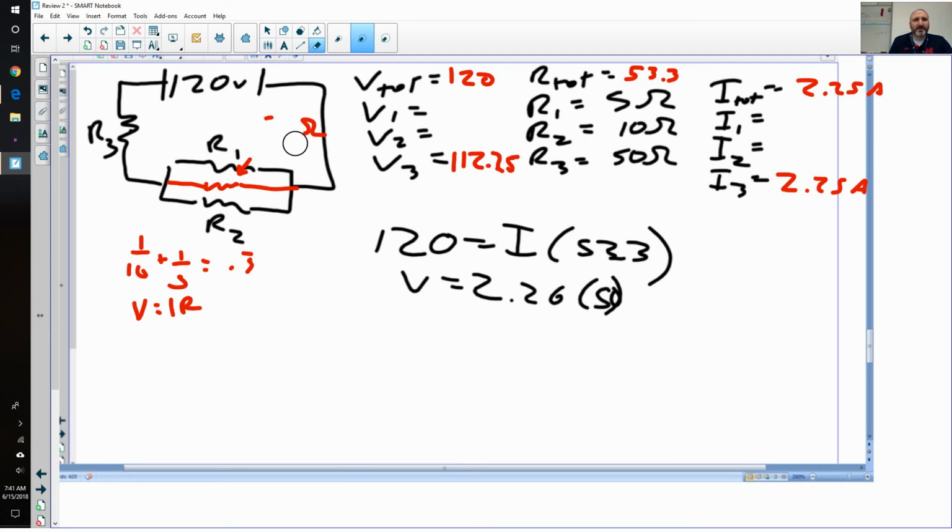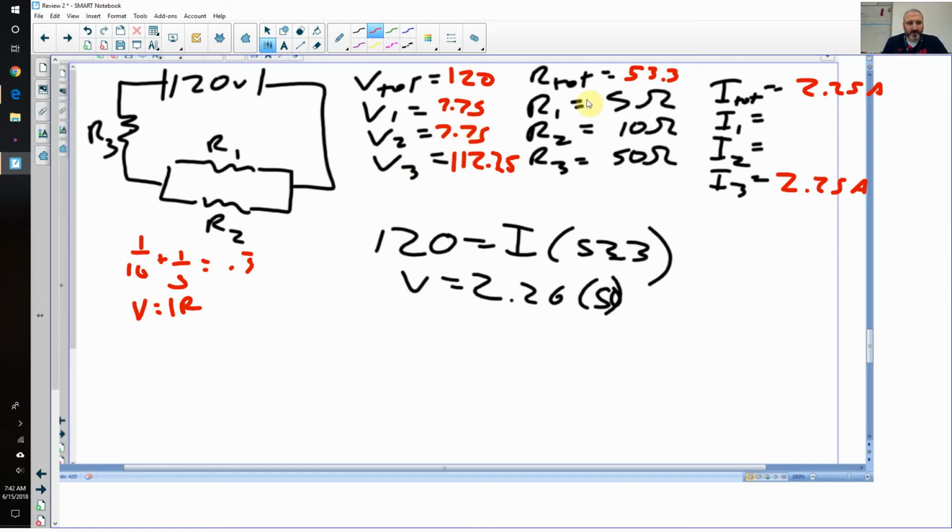I don't need this anymore because all I needed that for was to get the total current. So now I'm losing 112.25 volts here, and if I'm an electron, I have to lose the rest here or here, which means I've got to lose 7.75 here or 7.75 here, because this plus one of these, which is the only path that it can take, will equal 120 volts. So now I have a voltage, I have a resistance, I can figure out my totals.